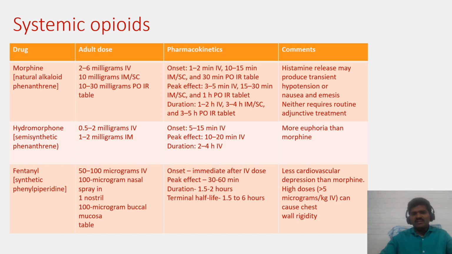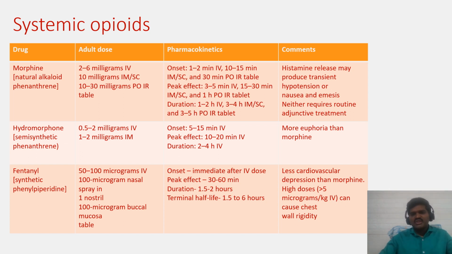So a better choice when it comes to opioids is fentanyl, which is a synthetic phenylpiperidine group of drug. 50 to 100 micrograms IV is the dose. 100 micrograms nasal spray in one nostril. 100 micrograms buccal mucosa tablet is also available. Onset is immediate after IV dose. Peak effect is within 30 to 60 minutes. Duration lasts for 2 hours. Terminal half-life is 6 hours. On repeated dosing, it can accumulate and increase the duration of effect.